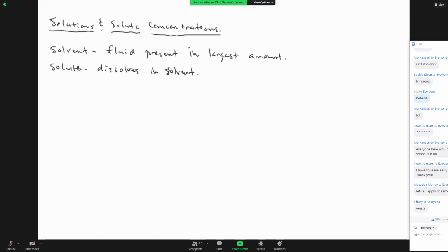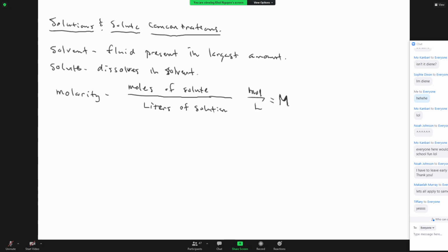Okay. The way we measure solutions is by measuring molarity. Molarity is moles of solute over liters of solution. The units are moles per liter, otherwise denoted as a capital M for short, for molarity. Okay. Keep in mind that molarity changes with the temperature.